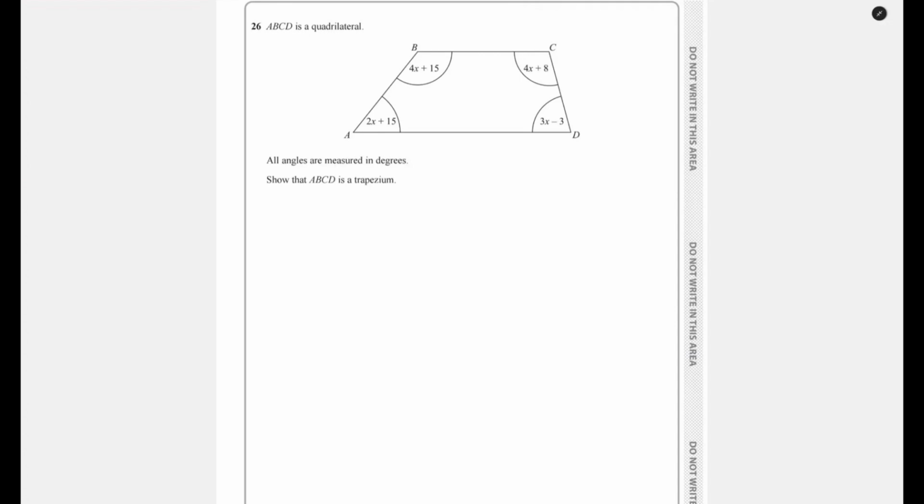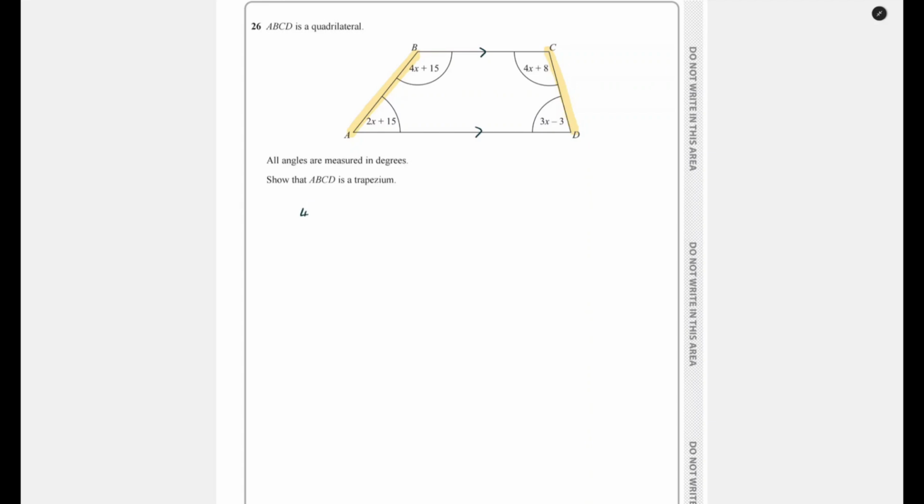Question 26 says ABCD is a quadrilateral. All angles are measured in degrees. Show that ABCD is a trapezium. Now, we need to remember from our rules of trapeziums that when you have two parallel lines, so BC and AD, the angles on the connecting lines, so AB and CD, have to add up to 180.